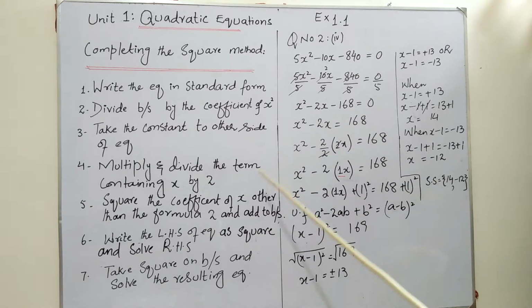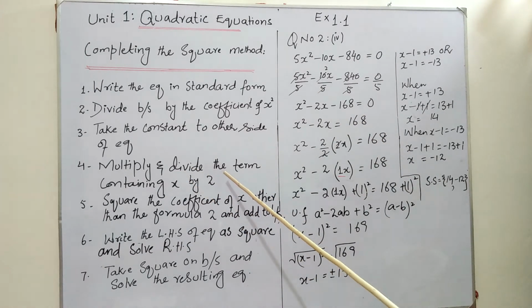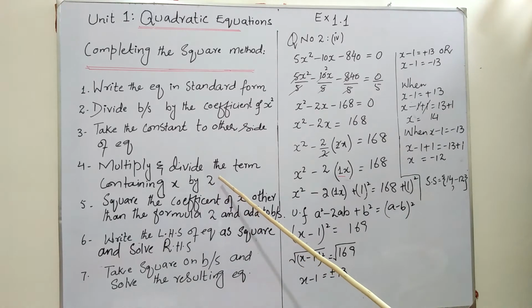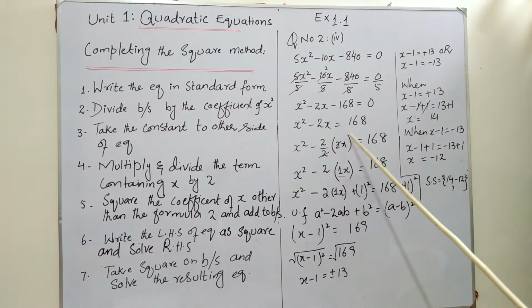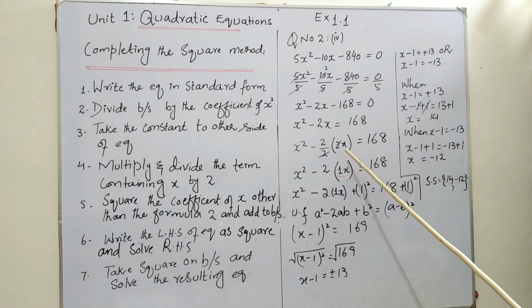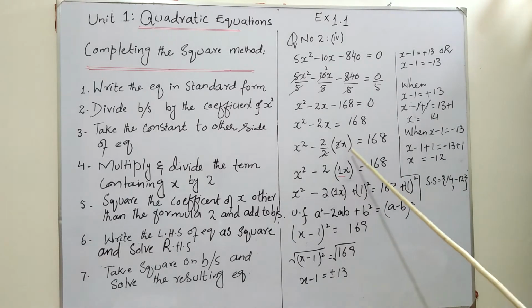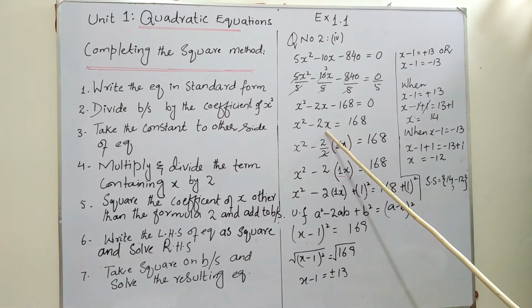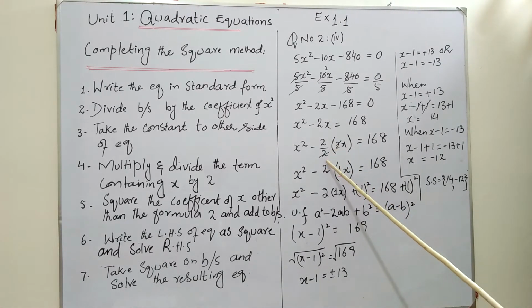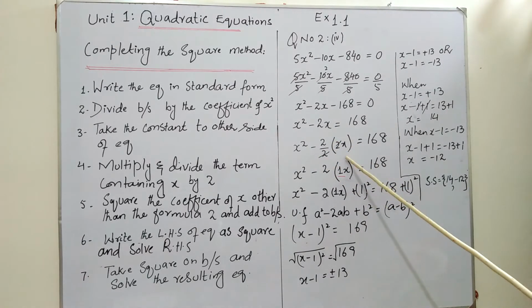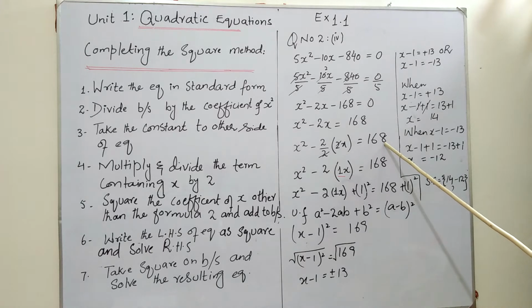Now the fourth step is to multiply and divide the term containing x by 2. Now find out the term which contains x. This is the term 2x. It contains x, and we multiply and divide this term by 2, that is, x square minus 2 by 2 into 2x is equal to 168.